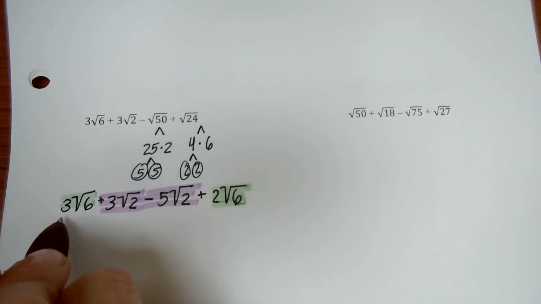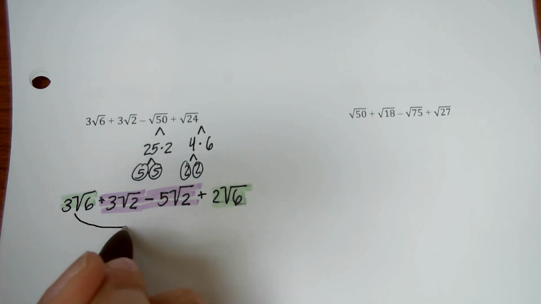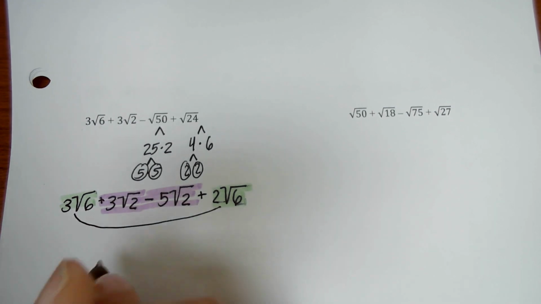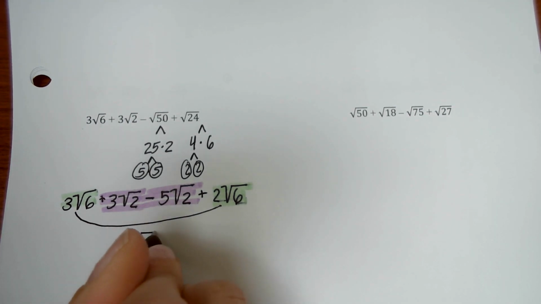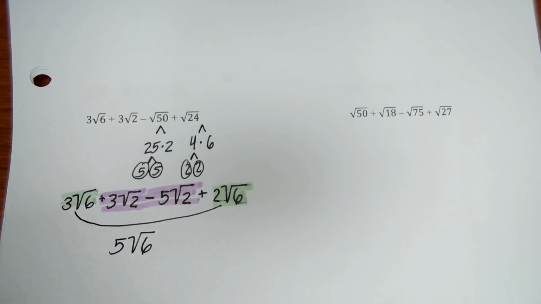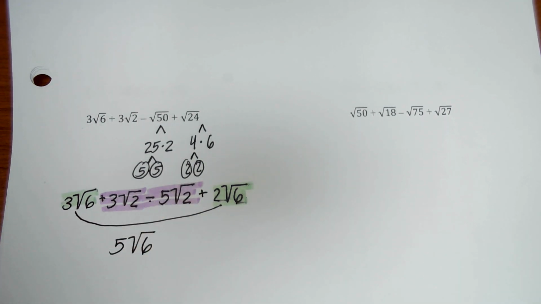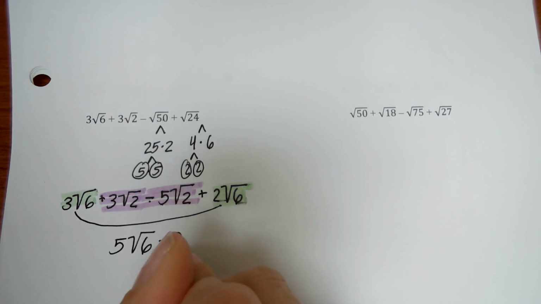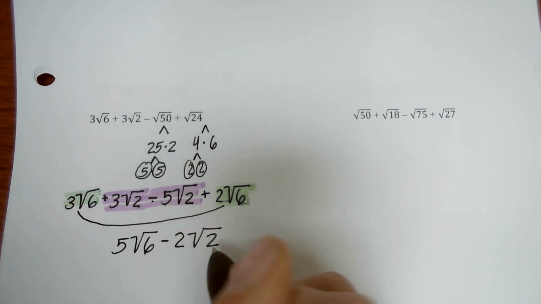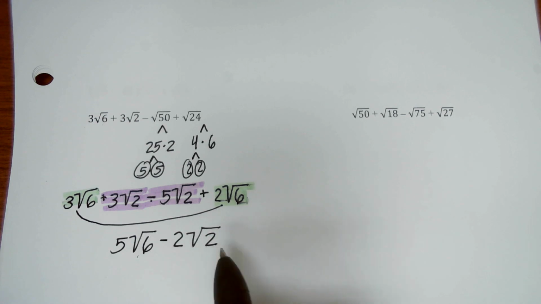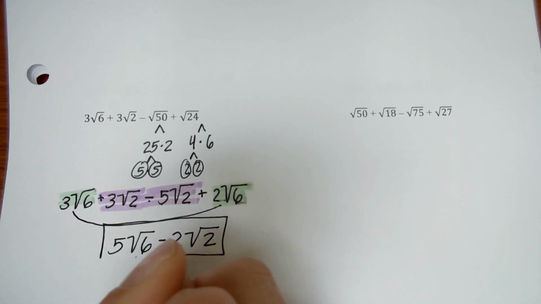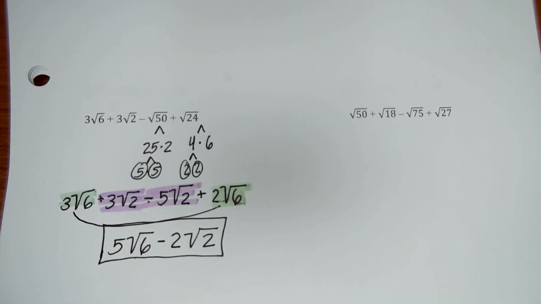So for my first like terms, we have 3 square root 6 plus 2 square root 6. So that's 5 square root 6. Then 3 square root 2 minus 5 square root 2. So that's negative 2 square root 2. I can't combine these any further. So this is my final simplified answer.